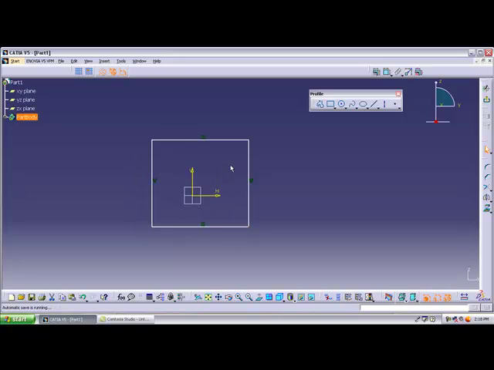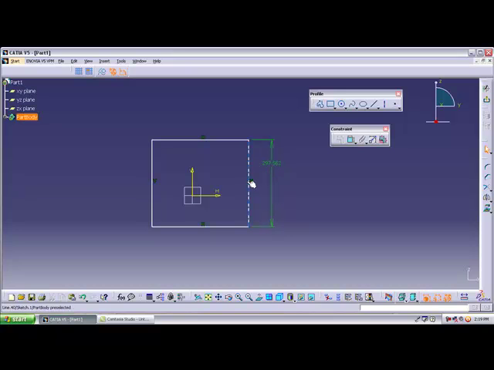How will we make the dimensional constraints? Let us see. In the constraint toolbar, the second option is called the dimensional constraint. So how do we give dimensions to a profile? Select the constraint toolbar, then the dimensional constraint. After that, select the line you want to dimension, and after selecting the line, you will get the dimension.